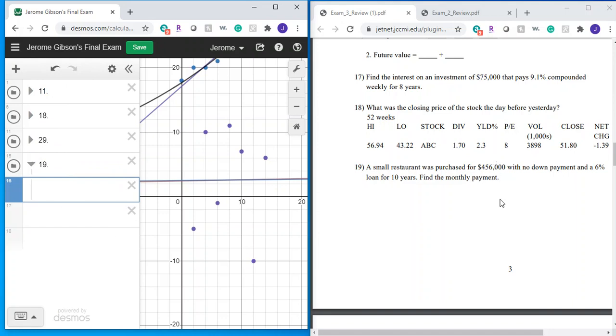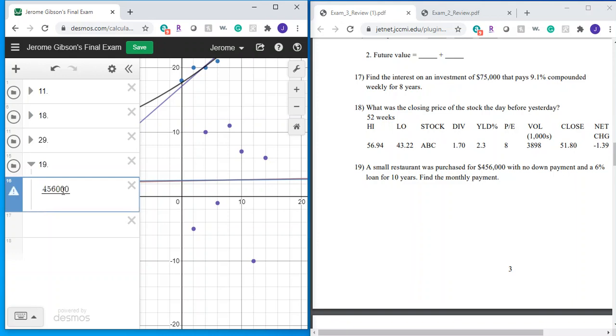Okay, with number 19, it says a small restaurant was purchased for $456,000 with no down payment and a 6% loan for 10 years. Find the monthly payment. Okay, so in order to find the monthly payment, we know the formula of monthly payment, which you should have written down. You know that it's the principal, which here is 456,000.